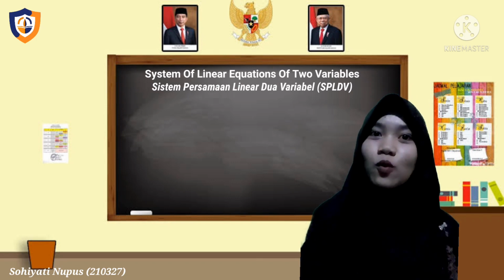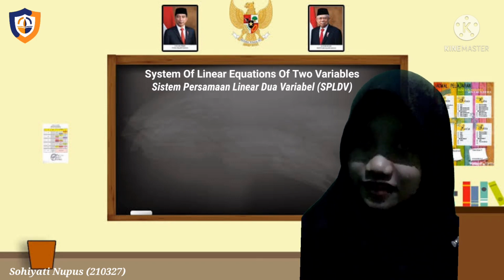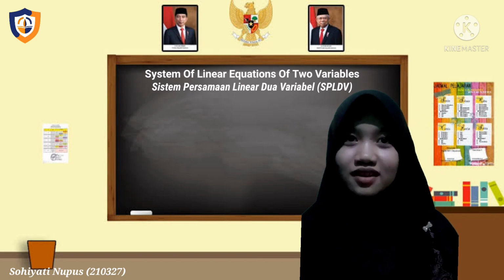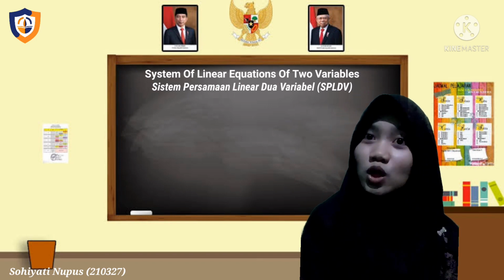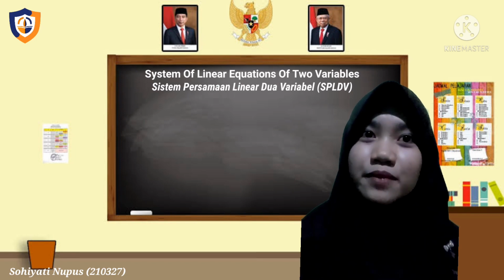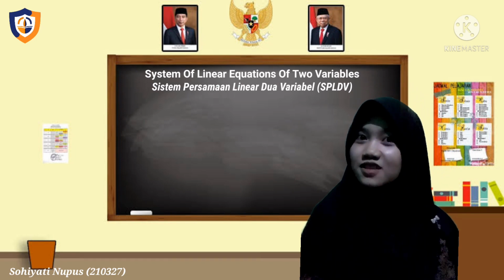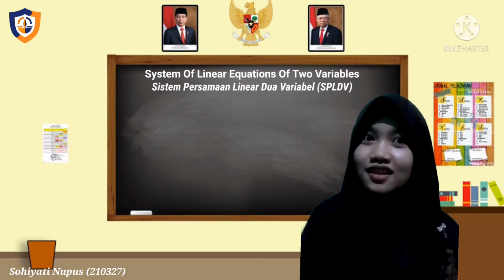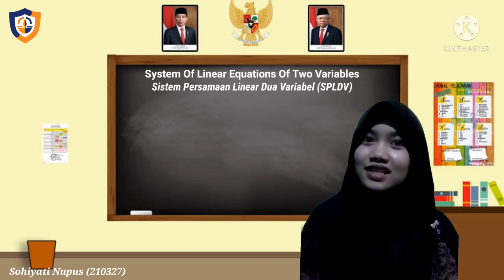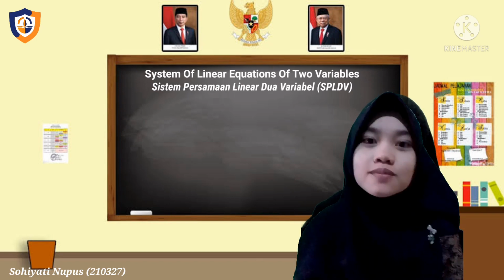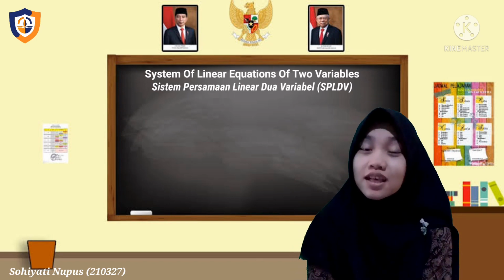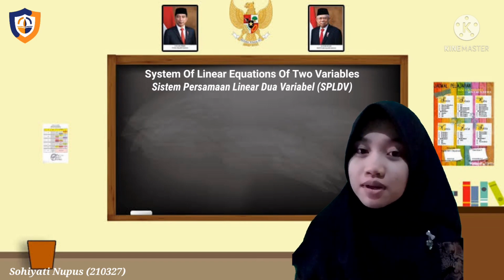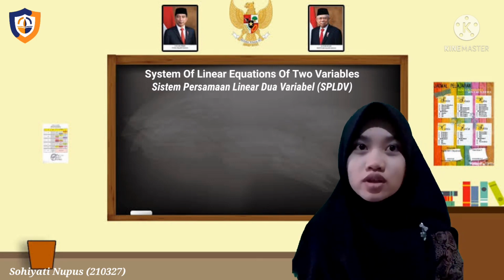A single-variable linear equation (SPLDV) is only one equation, while a system of linear equations (SPLDV) consists of several equations, or more than one equation. So that's the difference between them. Miss hopes we can understand the difference. Okay, next Miss will discuss how to solve a two-variable system of linear equations.